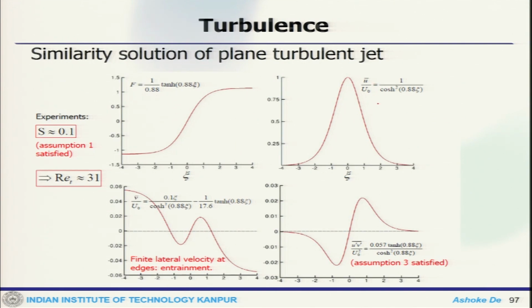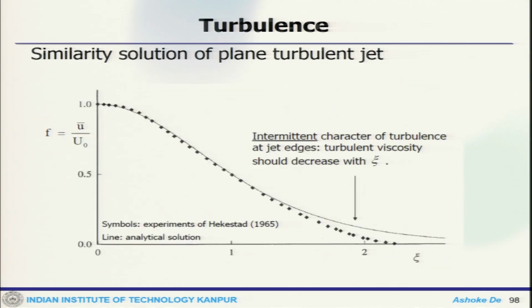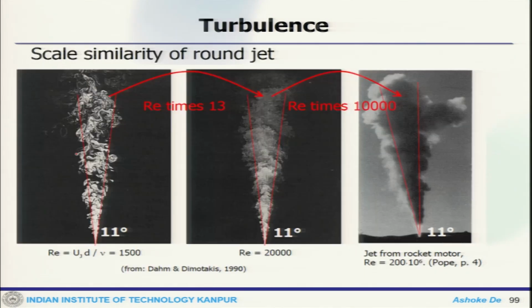So, we can see the similarity solution for a plane turbulent jet, and how A varies. This is the profile of u by u naught. This is for a turbulent Reynolds number of 31. So, this gives you an idea how things vary. Now, at the same time, this non-dimensional velocity, this is how it varies.